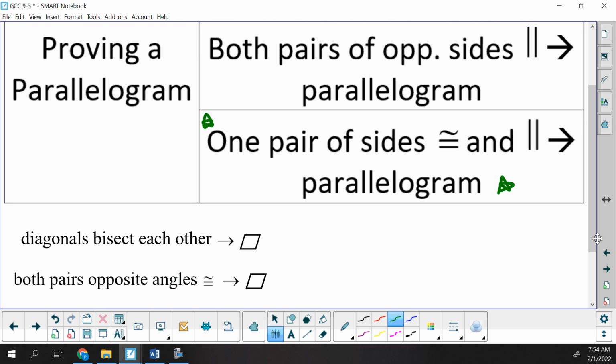The other ways you could sometimes see are diagonals bisect each other implies parallelogram, and both pairs of opposite angles congruent implies parallelogram. The top three are the ones that you'll mainly use in proofs. The other two you might sometimes see in algebraic type problems.